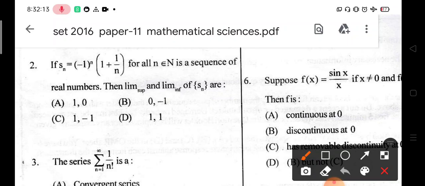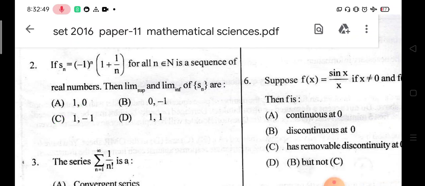So if you will see, this sequence will essentially have two limit points. One will be -1 and one will be 1. So if we see carefully at this, the highest limit point is going to be 1 and the lowest is going to be -1. So obviously we can clearly say that lim sup is going to be 1 and lim inf is going to be -1. So this is going to be the correct answer.